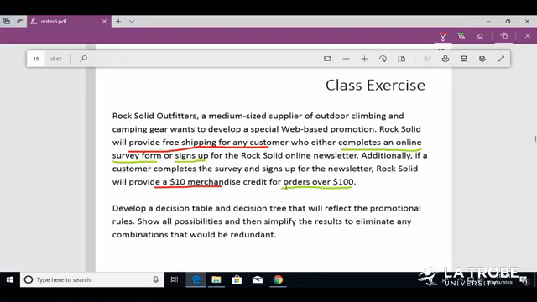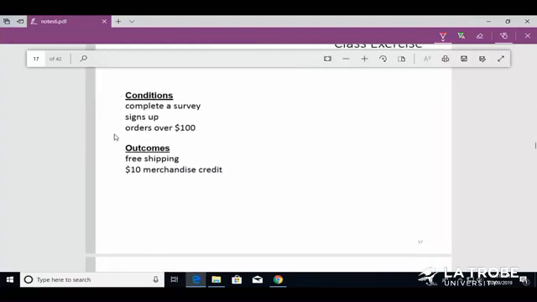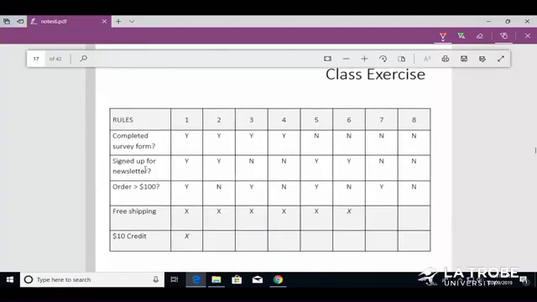All right, so now let's have a look at our conditions. Complete the survey, signs up, order over $100. The outcomes: free shipping and $10. The outcomes. Look here. We said we have 3 conditions. So complete survey form, sign up for the newspaper, order over $100. So these are the conditions. What are the outcomes? Free shipping and $10 as credit. These are the outcomes from those 3 conditions.